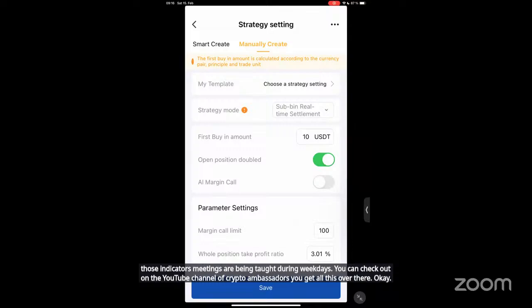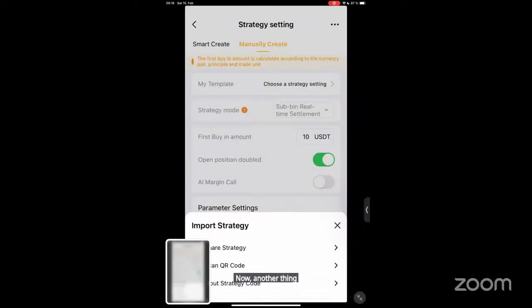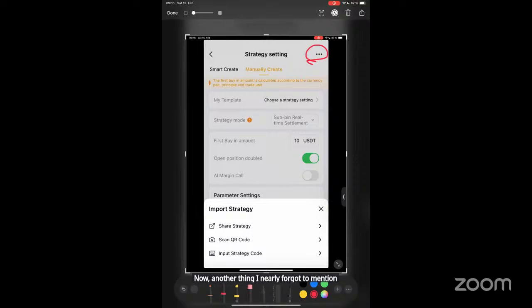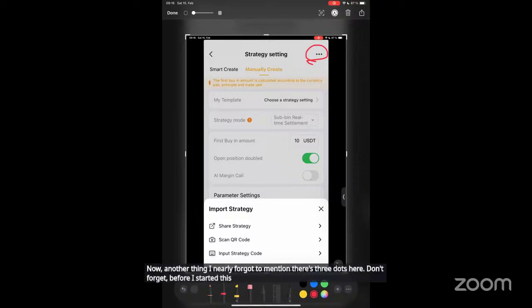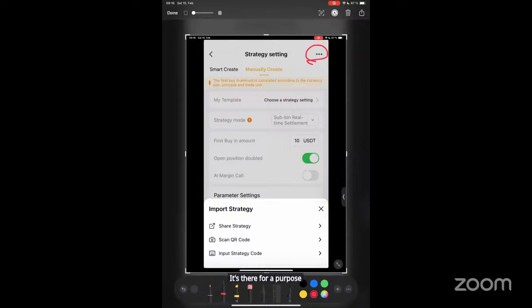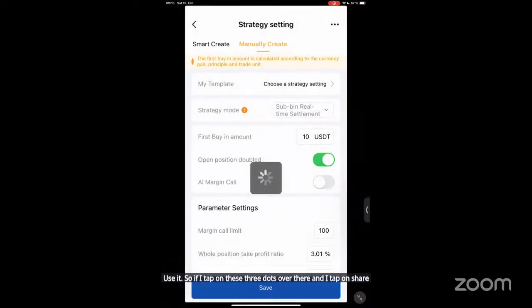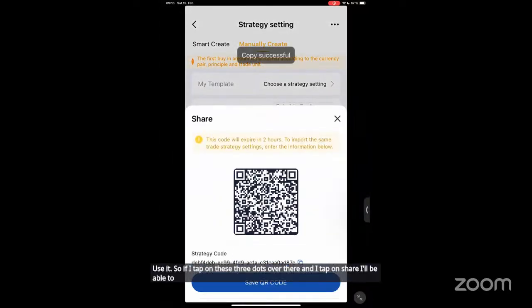Now, another thing I nearly forgot to mention. There's three dots here. Don't forget, before I started this meeting, I told you that every feature or every symbol you see on Royalq is not just there by mistake or for beautification's sake. It's there for a purpose, unless you don't know how to use it. So if I tap on these three dots and I tap on share, I'll be able to copy this trade settings or take a screenshot of the QR code or save it.